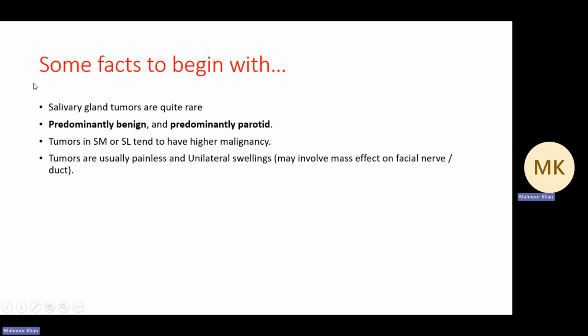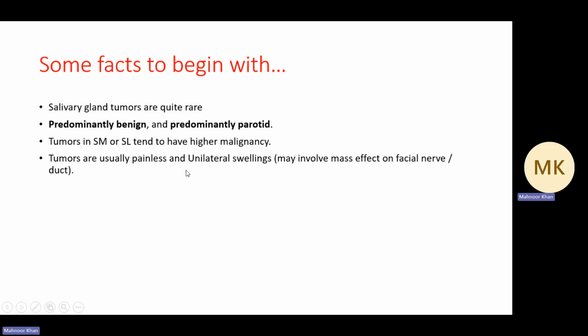tumors, before starting with the classification. So what are the facts? Salivary gland tumors are quite rare, with a low metastatic potential. They're predominantly benign and predominantly in the parotid gland. If they are in the submandibular or the sublingual gland, they tend to have higher malignancy compared to the tumor being in the parotid, for example.